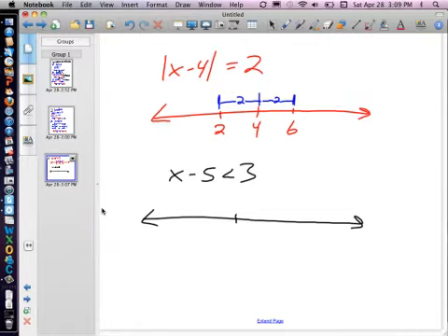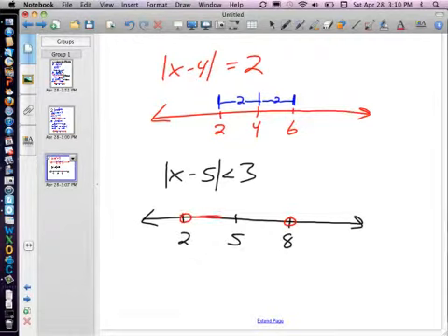Okay, so if we had the absolute value of x minus 5 is less than 3, what they're saying is the distance between x and 5 has to be less than 3. So if we put a 5 here, x has to be less than 3 spaces away, so that leaves 8, and it has to be less than 3 spaces away on this side, which is 2, and these are boundaries.